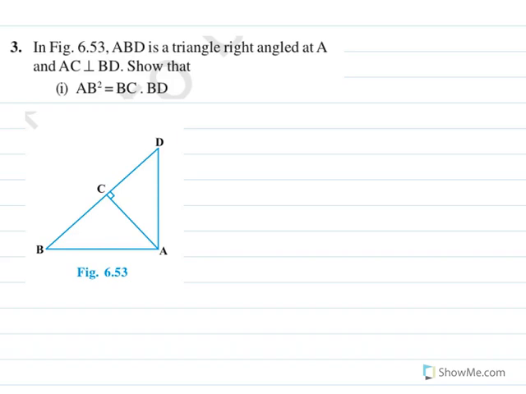In figure 6.53, ABD is a triangle right angled at A. So I'm just going to mark the right angle here. And AC perpendicular to BD. So here's another 90 when we have the same situation. So I quickly just mark earlier. So we have this must be equal here. That was wrong. It was A equal to D. And on the other side we have this was equal to B. And these were 90.